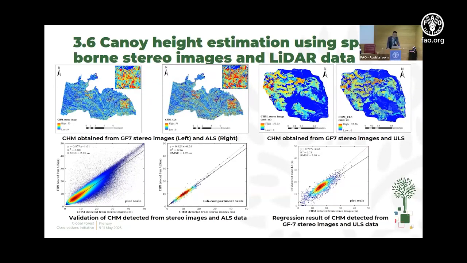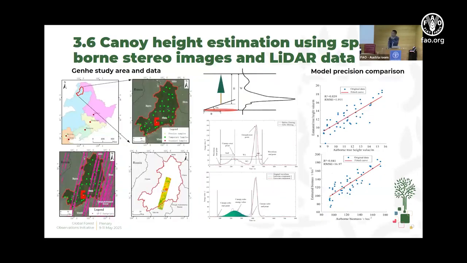an illustration of how to estimate canopy height using our China spaceborne LiDAR and multi-angular stereo images. So here we combine with the UAV and the airborne LiDAR result. We can find this very good result. And here is another case in the Genhe site. So we can also find that we got a reasonable result.